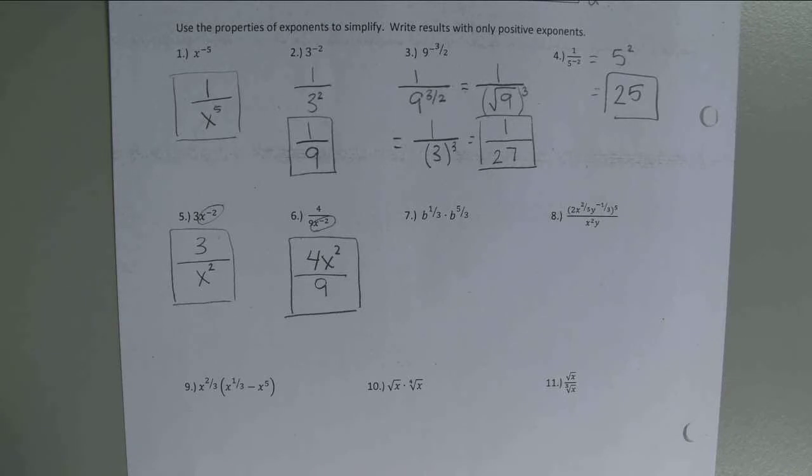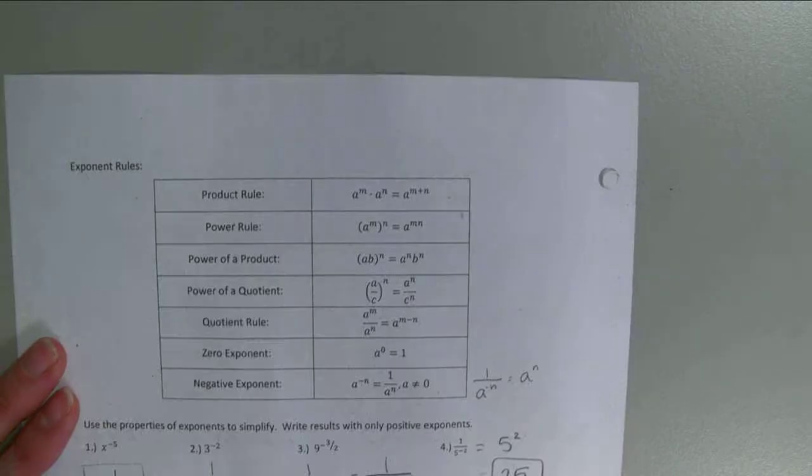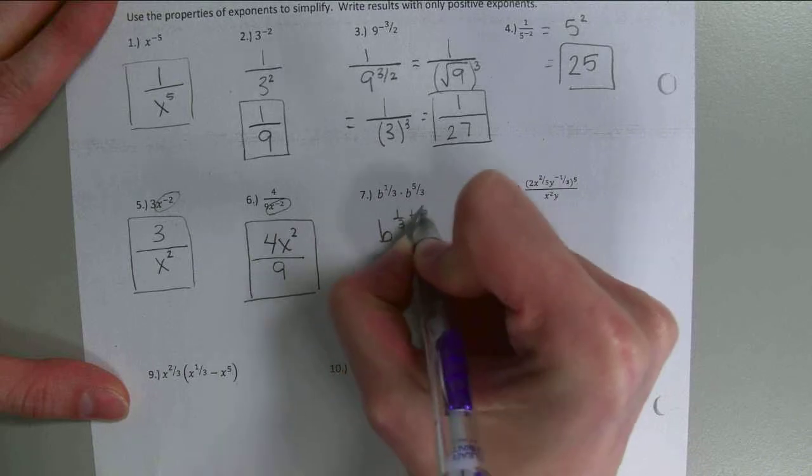What if that was just b to the first times b to the fifth? What do you do with exponents? Combine them. You combine them by doing what operation? Times. No. When you multiply bases, what do you do to the exponents? Add them, okay? So this is just b to the 1/3 plus 5/3.